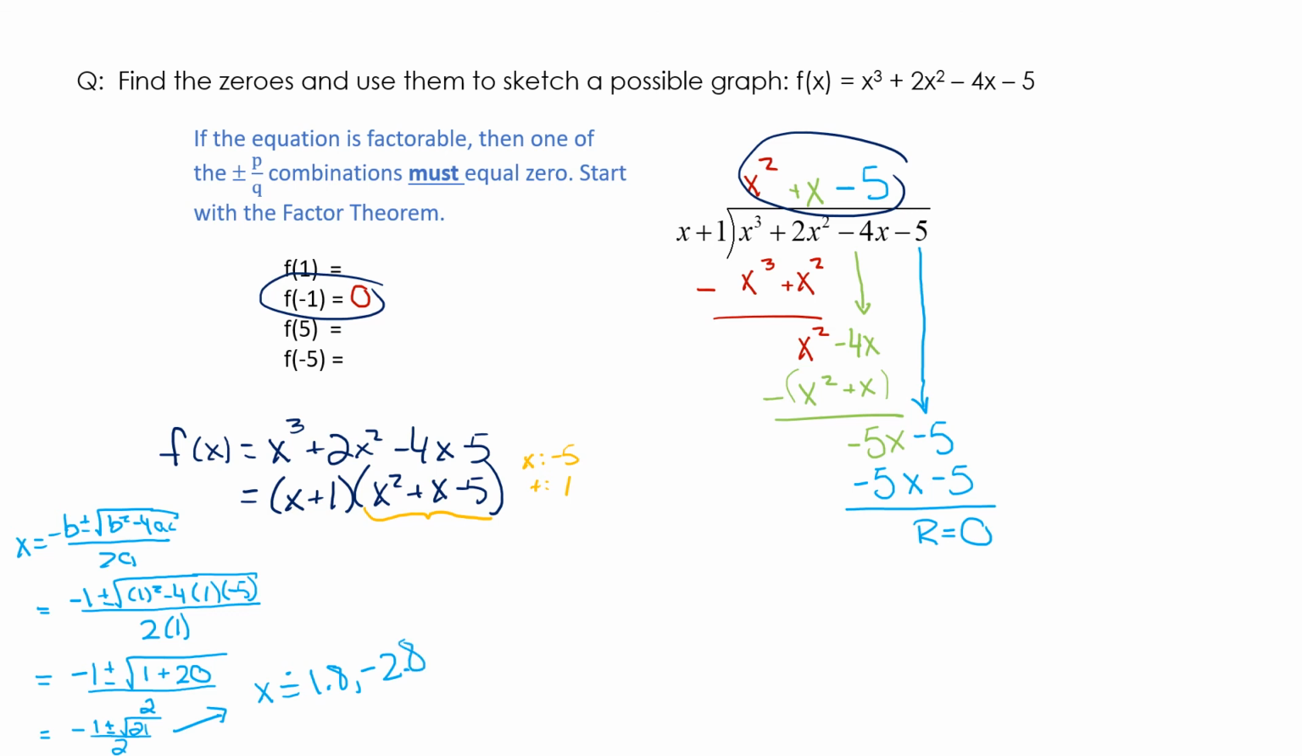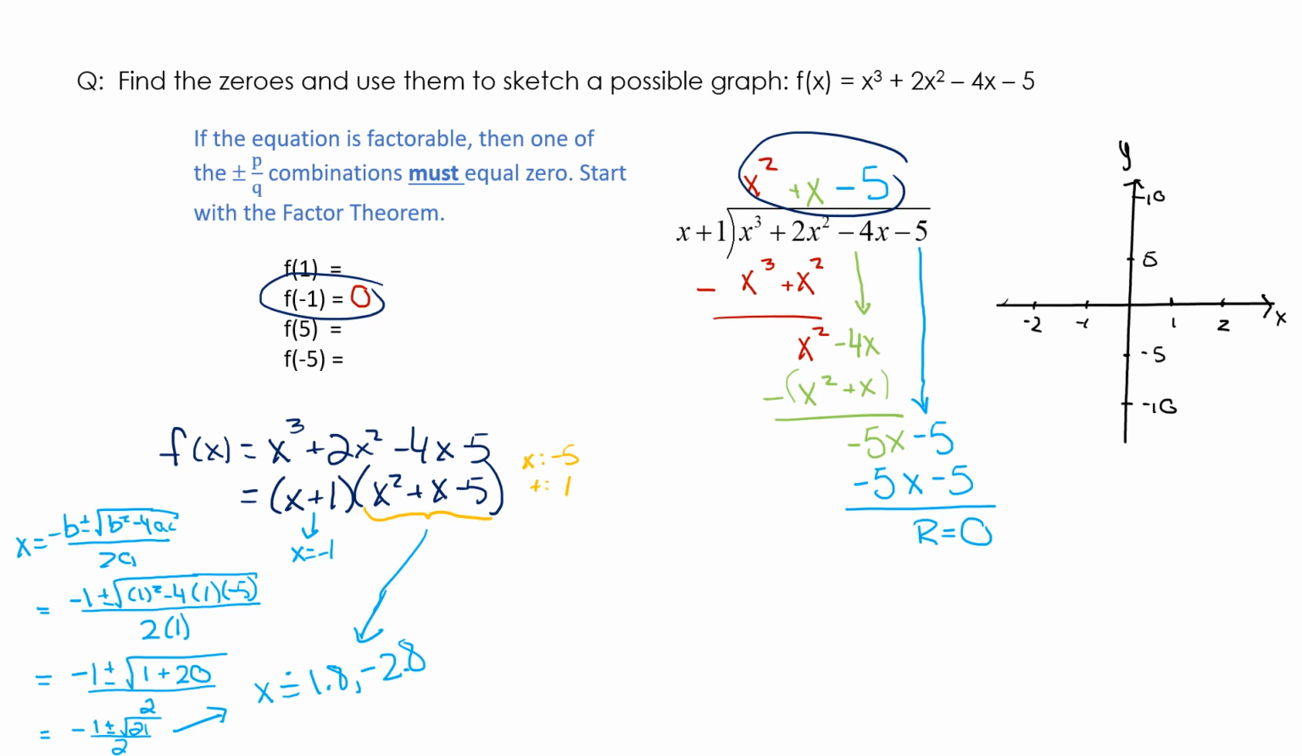So the question said, find the zeros and use them to sketch a possible graph. So I've got this zero here of x equals -1, and then I got my 2 zeros from the quadratic formula here. None of these are straight throughs, none of these are duplicates, so we're not getting any bounces or anything like that. So I'm just going to draw a quick sketch here. I'll just put it on the side, some axes.